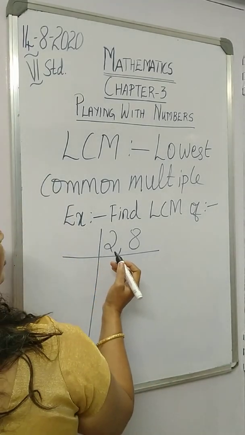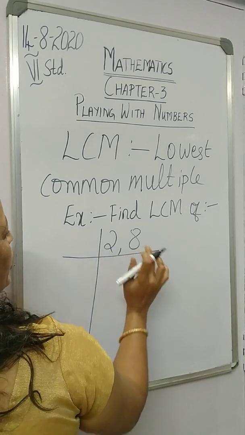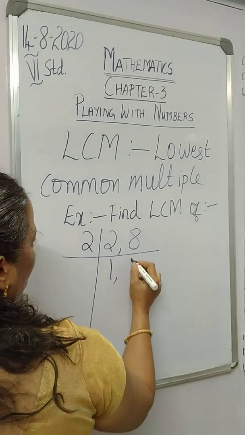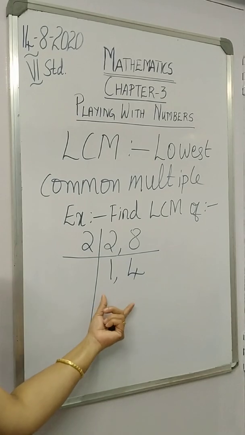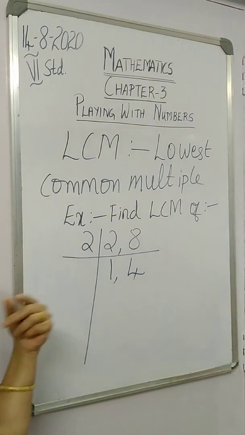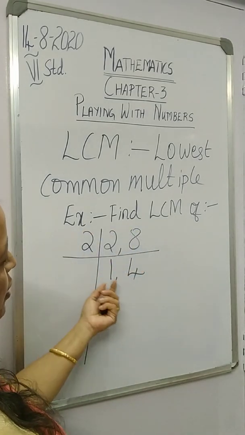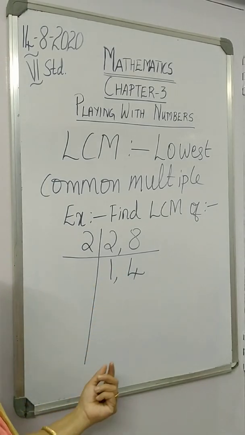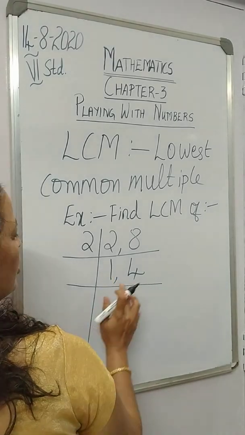Which is the number which is divisible by 2 also by 8? Yes, 2 let us start with. 2 ones are 2, 2 fours are 8. If you have to know what is the HCF of this, you already learned that 2 is the HCF. If you want to know the LCM, you can stop here and multiply all these numbers, or you can go further. Further in the sense, you have 1 and 4 here.